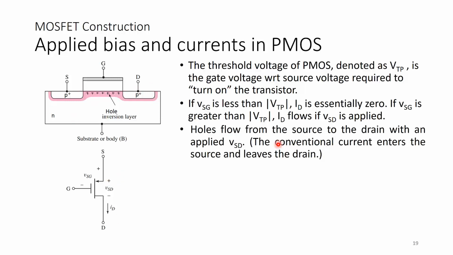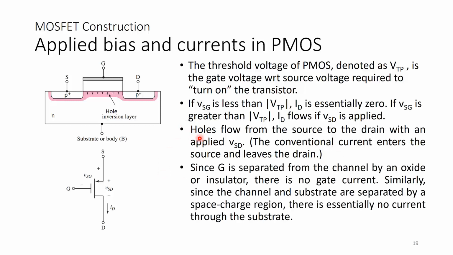Holes flow from source to drain with an applied VSD. So the conventional current enters the source and leaves the drain, because conventional current is in the direction of positive charge flow, which is holes.